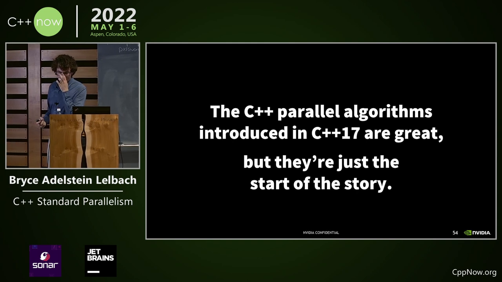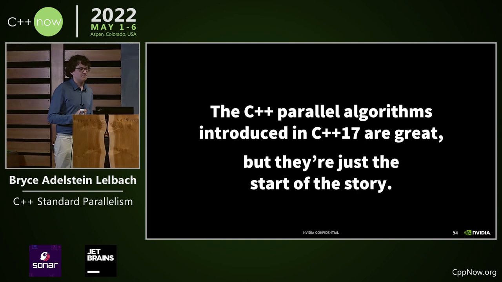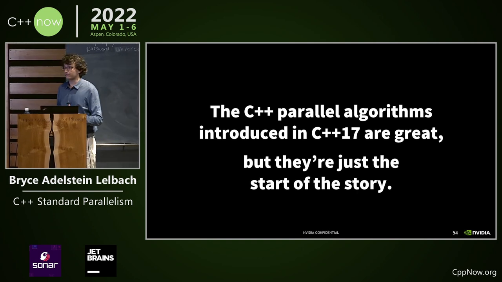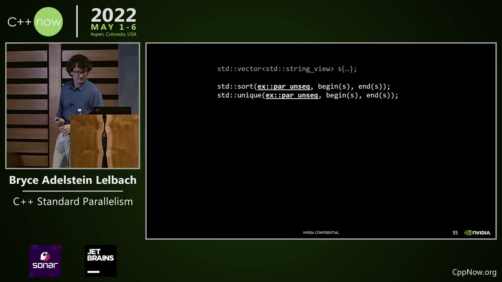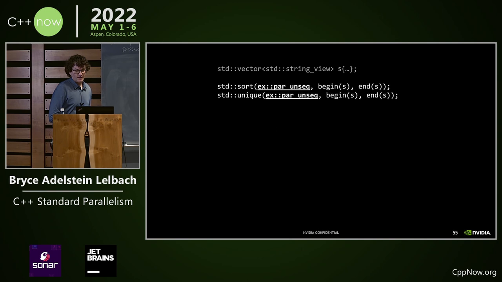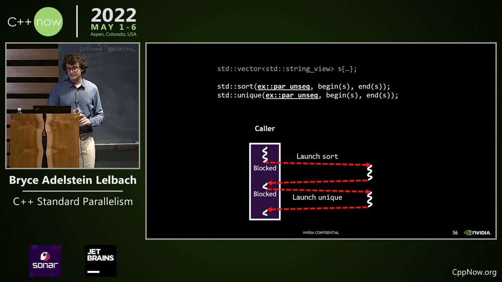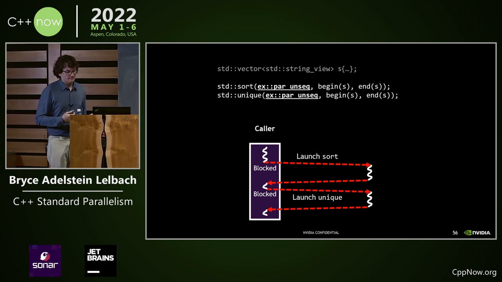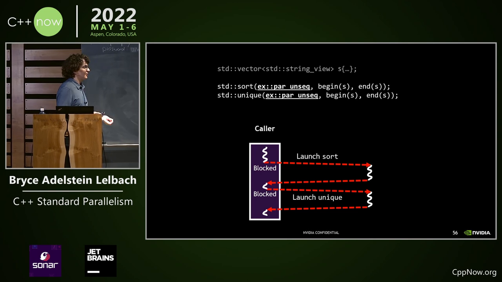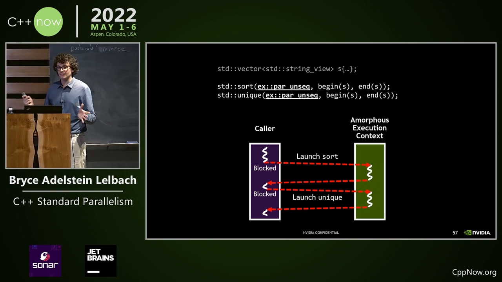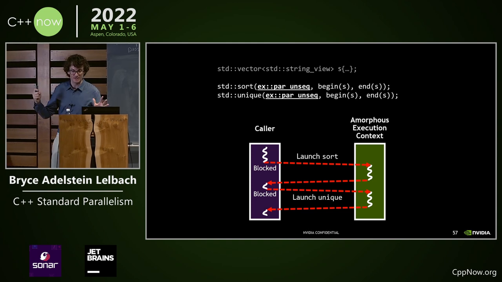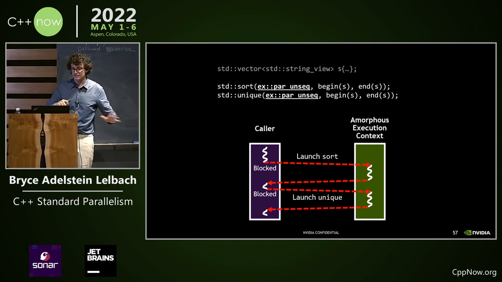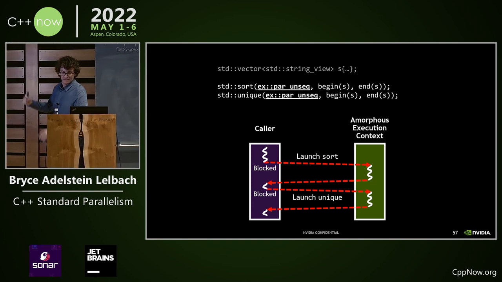So the C++ parallel algorithms introduced in C++17 are a great start, but they're really just a start. They have some limitations, most notably this fork join synchronous behavior that we've talked about. There are two major limitations. The first is that they're all fork join synchronous: they launch the parallel work, and then they wait until that work has completed before they return to the caller. Now, where exactly do they launch that parallel work? That's the second problem, which is that it's completely left up to the implementation. You have no control or visibility into that. So it happens on some amorphous implementation-defined execution context. It could be a CPU thread pool.